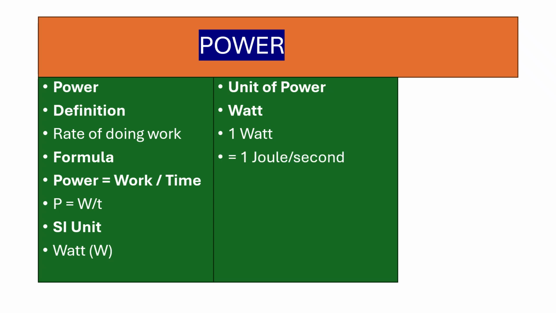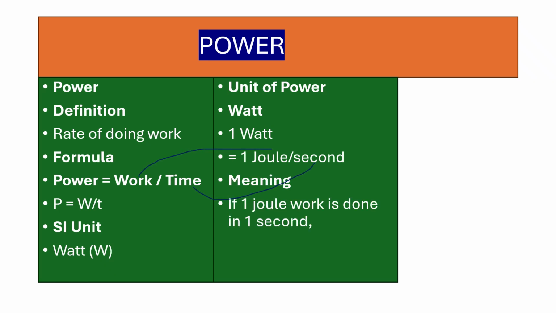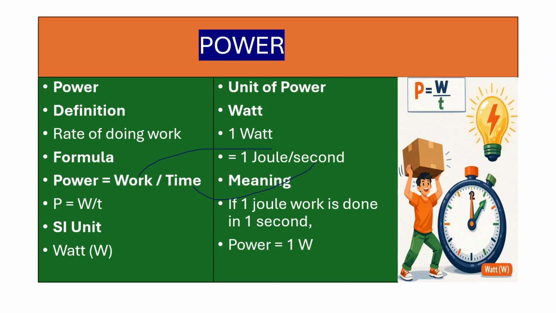So what is 1 watt? That is 1 joule per second. How did we get the 1 joule? Please remember that the unit of work is joule and for time it is second. That means if 1 joule of work is done in 1 second, power is equal to 1 watt. You can look at the screen, and you will understand in more detail what exactly power is.